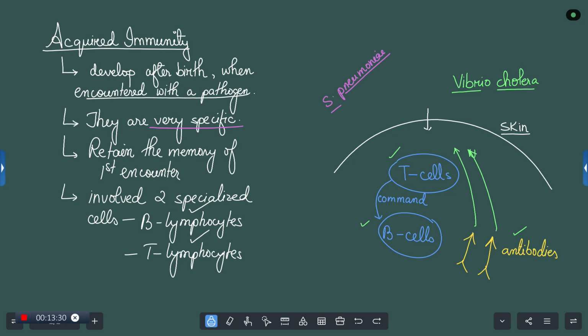Now, question number 4. How does acquired immunity eliminate or kill the disease causing microbes, that is, the pathogens? It eliminates them by using 2 mechanisms: one called humoral immunity and another called cell mediated immunity.